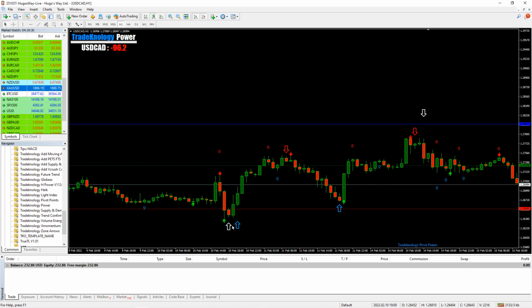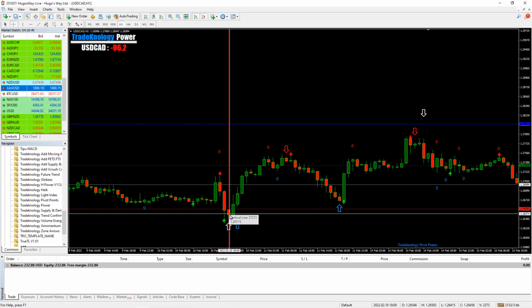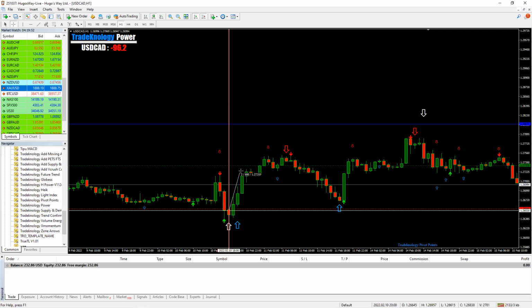So what you're going to do is enter on the white arrow. So we take a look at the white arrow over here, and there's your entry point, and you're going to enter, and your first take profit is going to be your next pivot point. So if you enter over here and you come over here to your next pivot point, that's exactly 80 pips. Okay, so that's your first take profit. And your second take profit is going to be right here, the last pivot point, which is 154 pips.